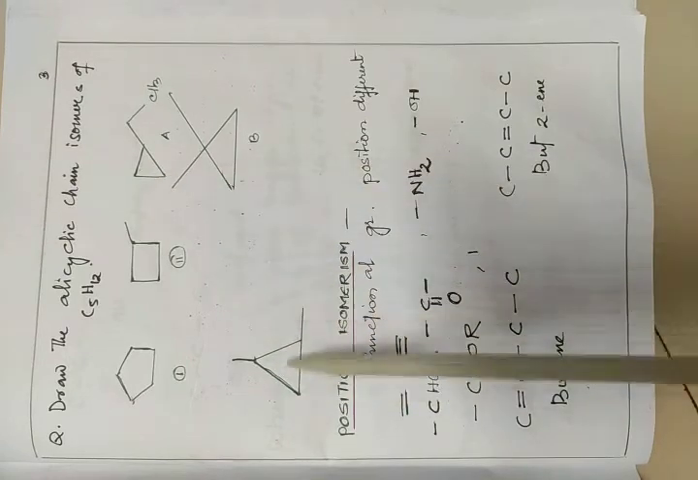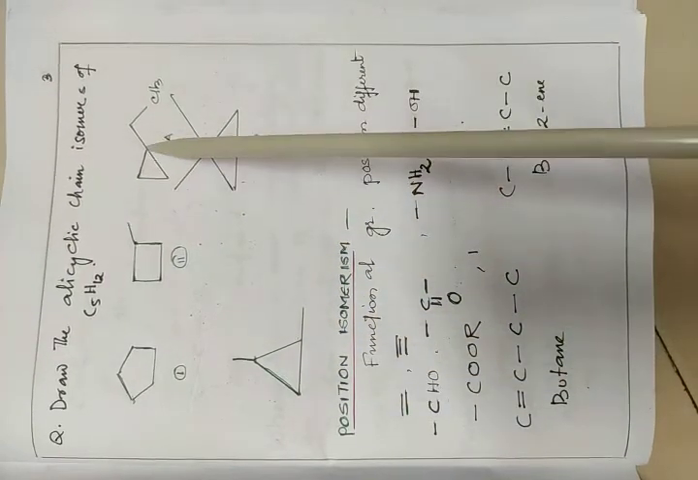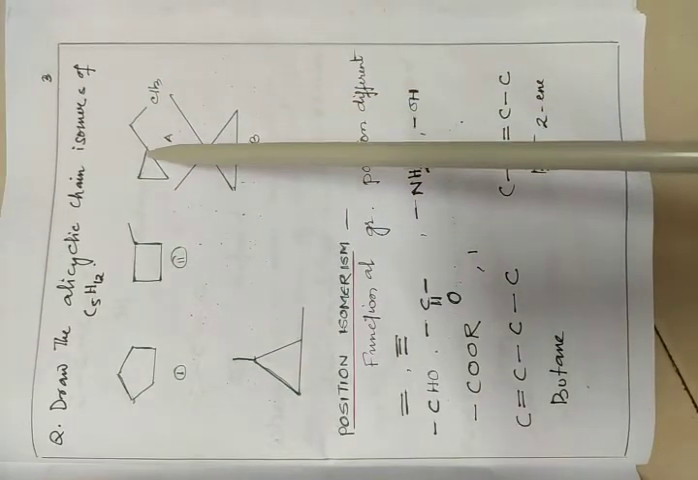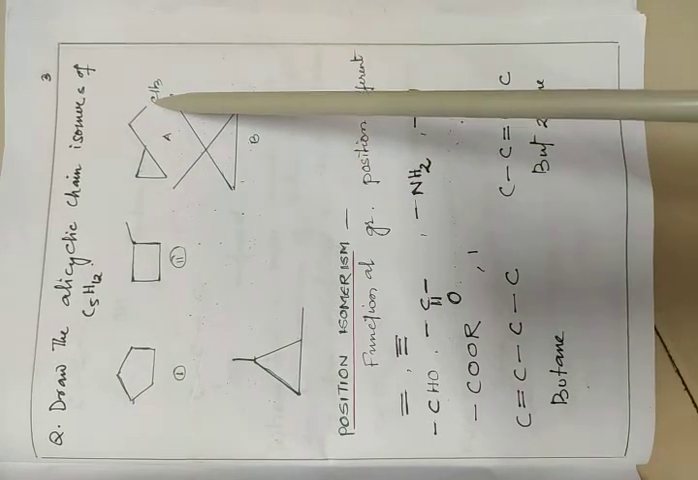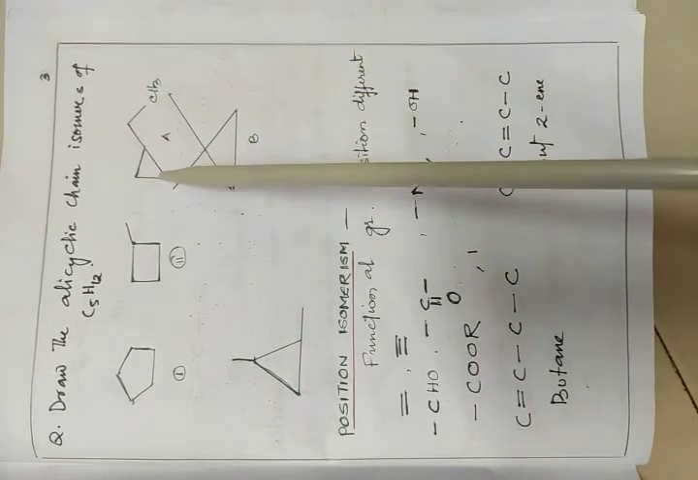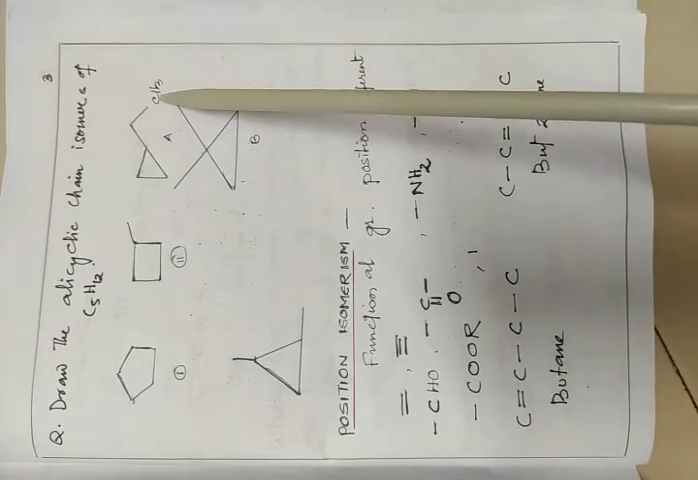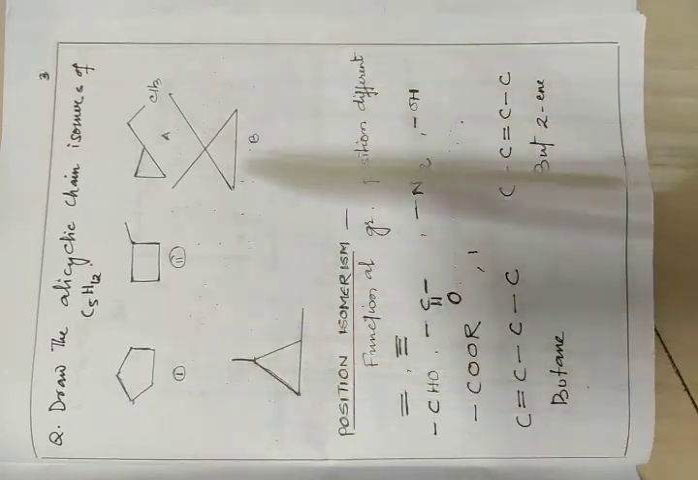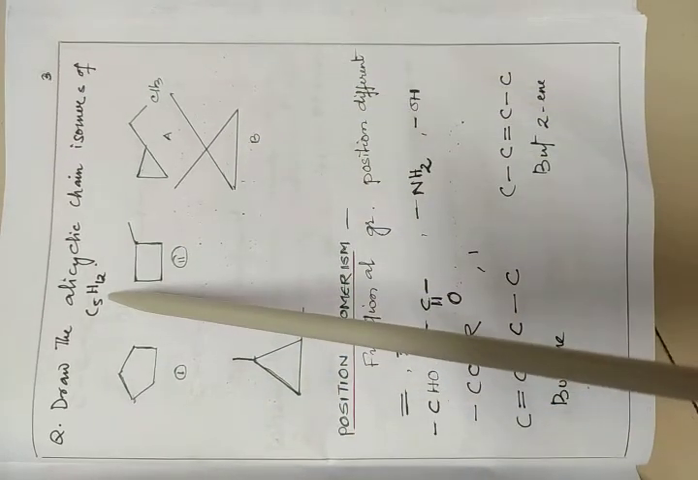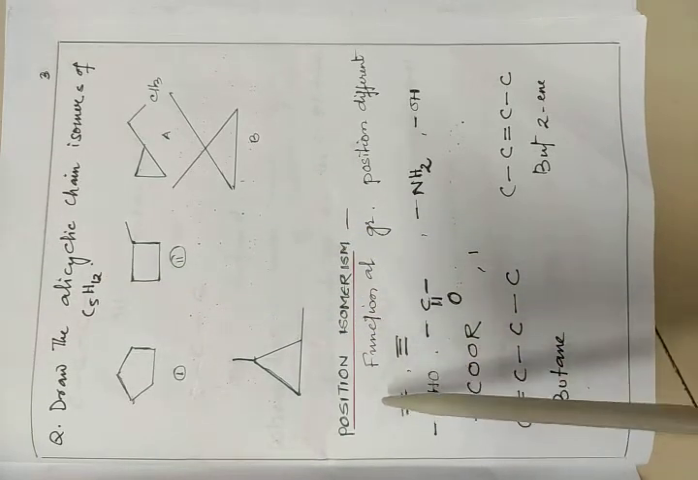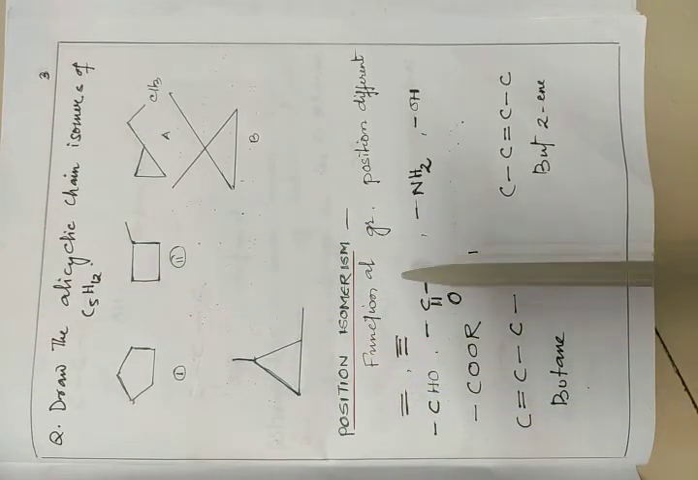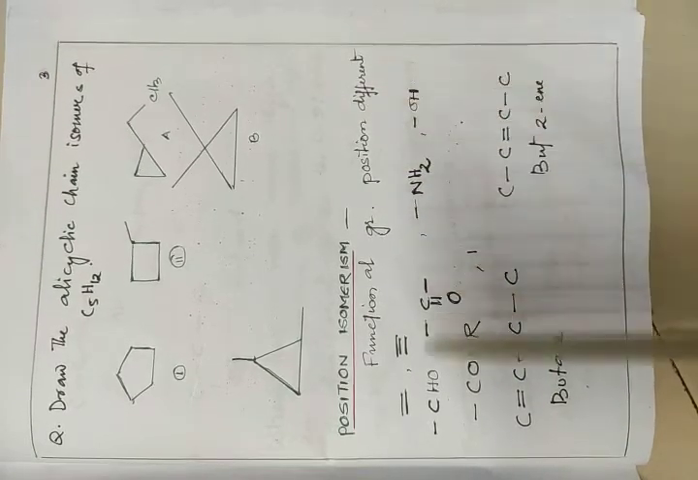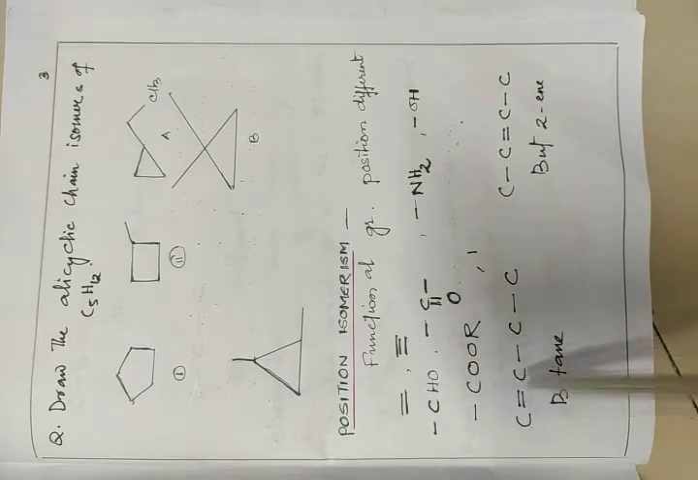Then here cyclo: 1 2 3, then 4 5. Like this we are drawing the structures. Different structures are there but the same molecular formula. The next, number 2, is position isomerism. The functional group is the same, but the position is different. A double bond or triple bond may be in that structure.